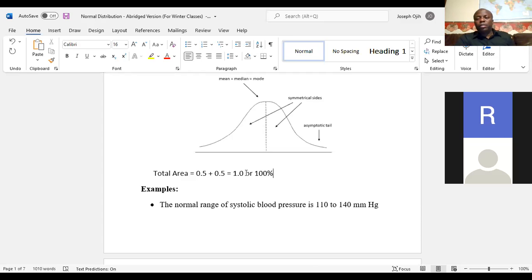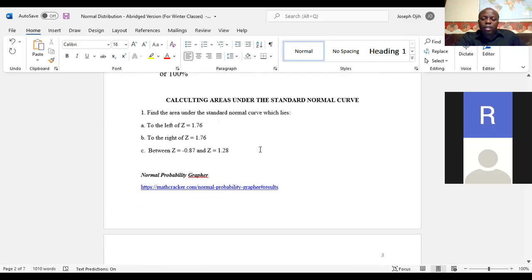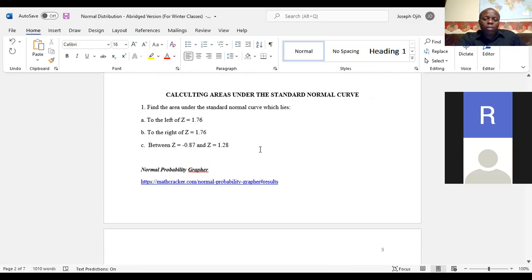So these are the properties. Now we can see how to calculate the areas in the normal curve. This is where we use that table I told you about, which I will be using a lot. Calculating the area under the normal curve.